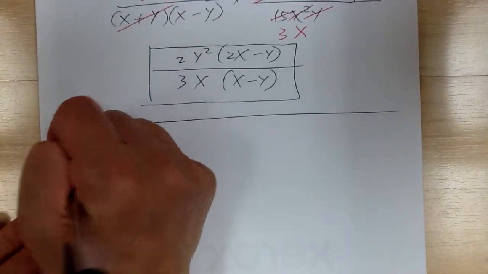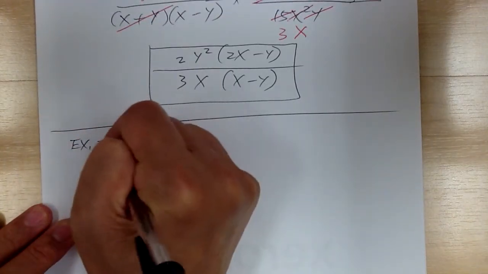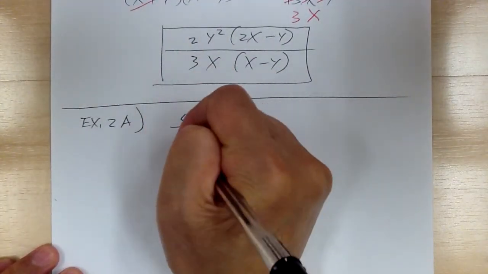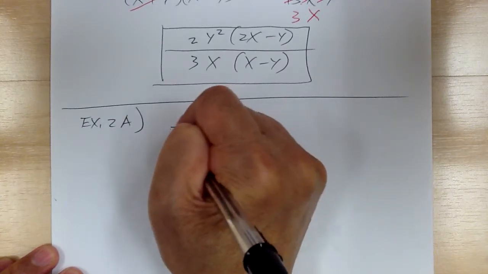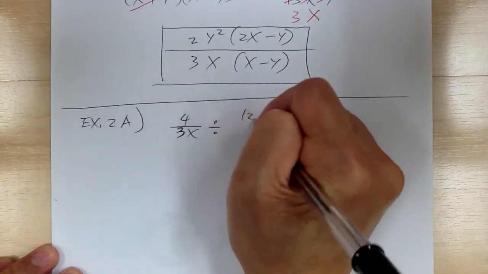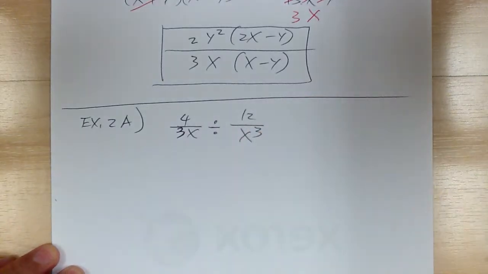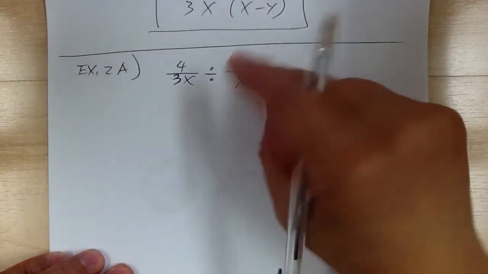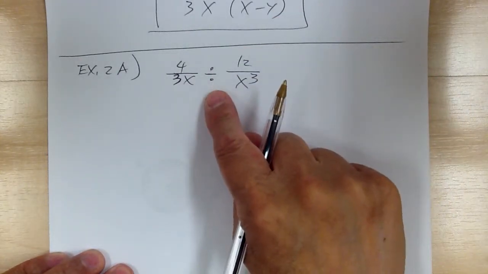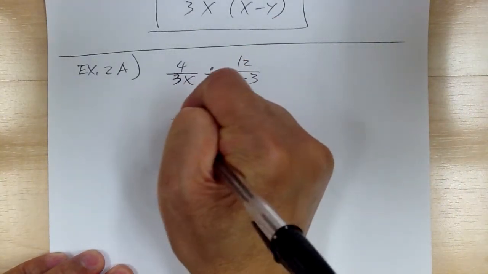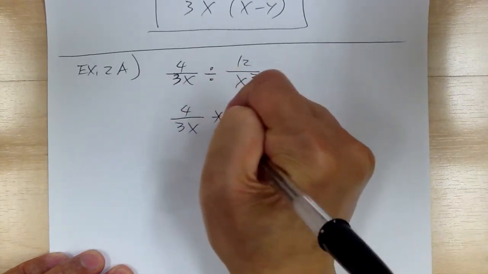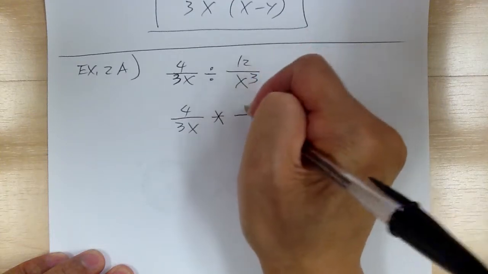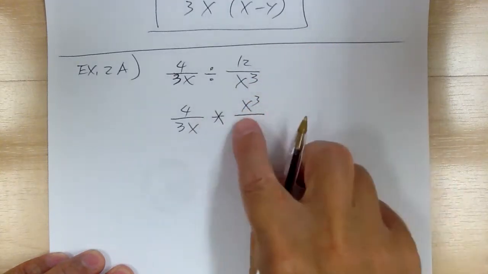Now let's go to example 2, 2A. So you have the division now. You got 4 over 3x divided by 12 over x cubed. So when you have division, the first thing you have to do is flip this upside down and change this into multiplication. Don't do anything else first. The first thing you do is convert that into multiplication by flipping the division upside down. Okay, that's the first thing you do.